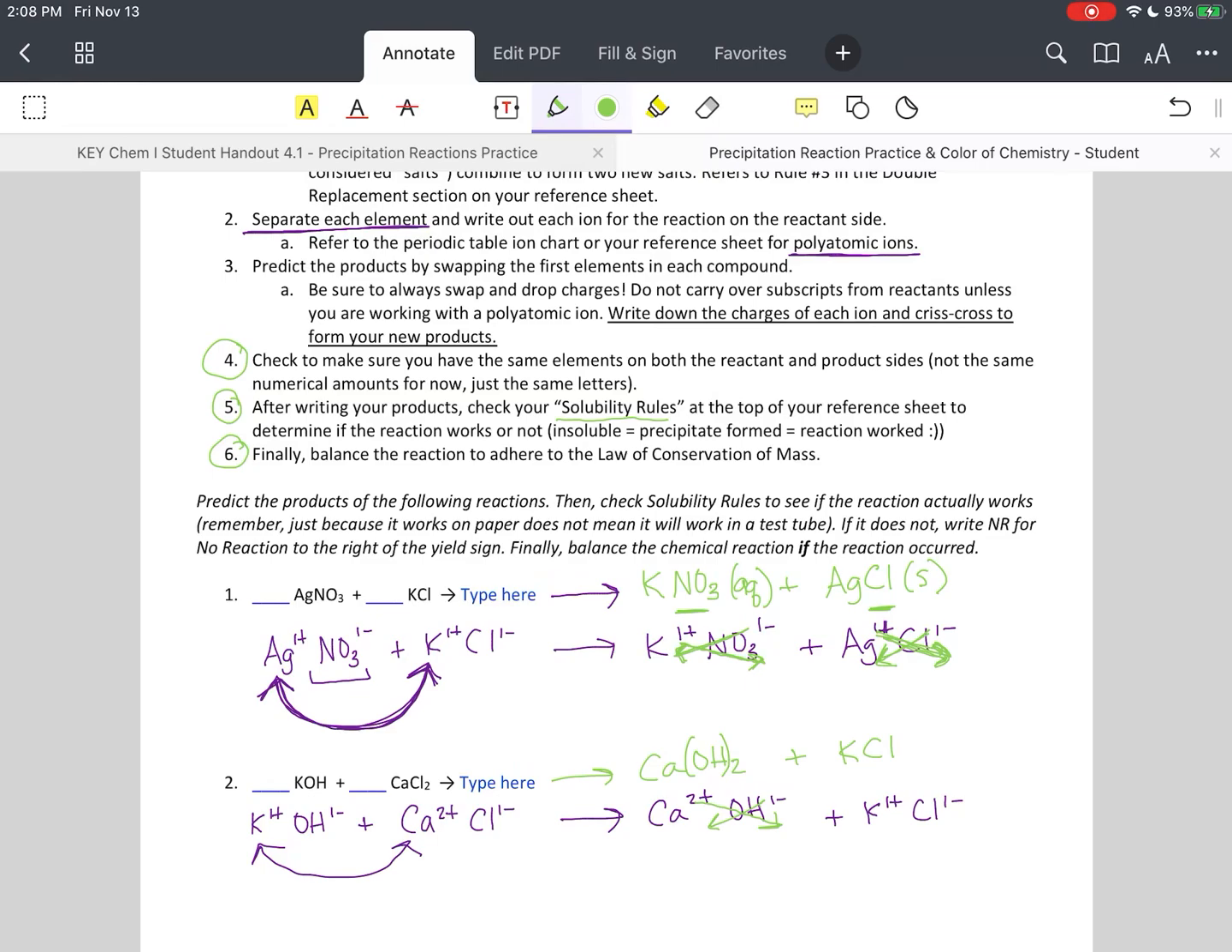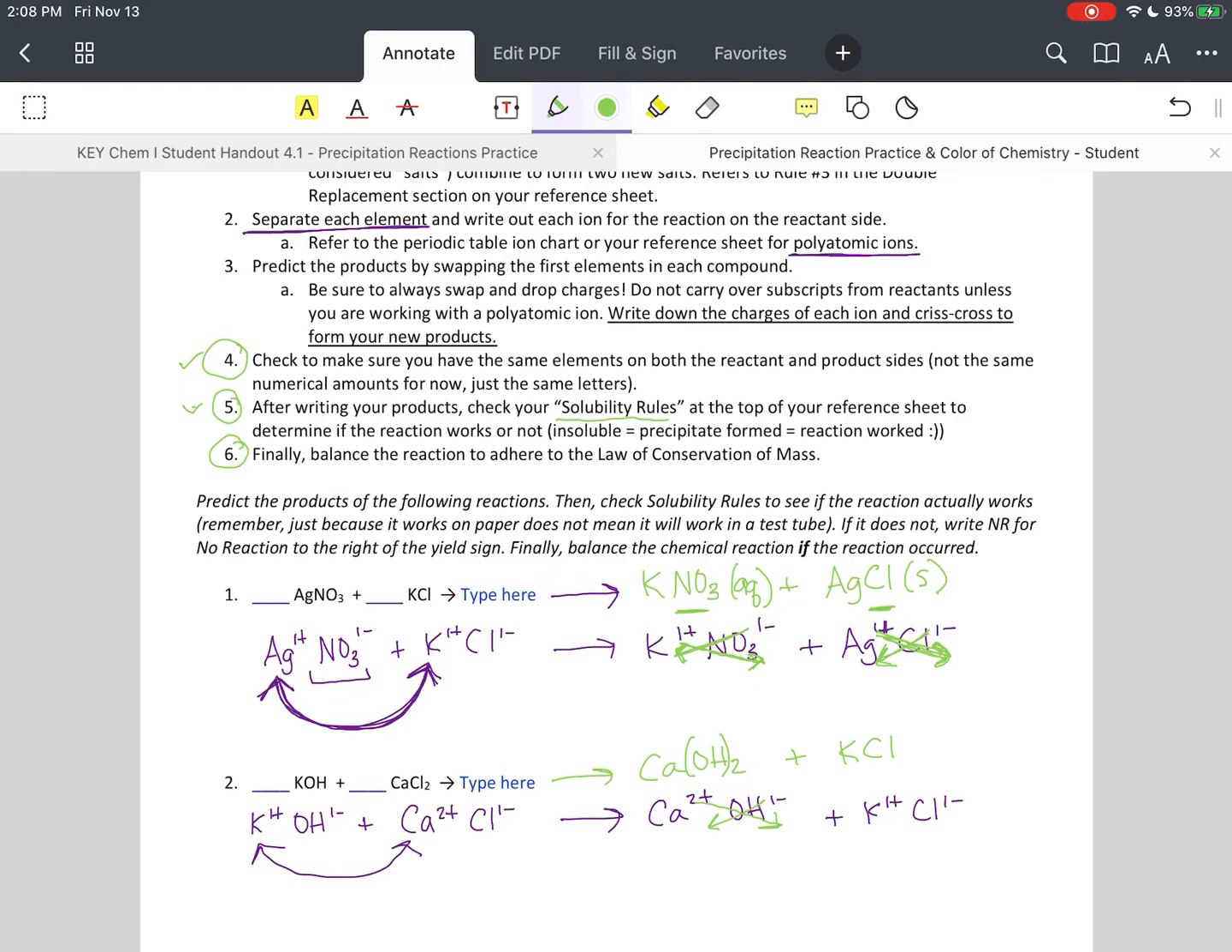Okay, so that's step 4. I've double checked. I have everything. If you do it this way, you're not going to forget anything, if you write it out by your ions, draw your arrow, and crisscross. So next we need to look at our solubility rules.